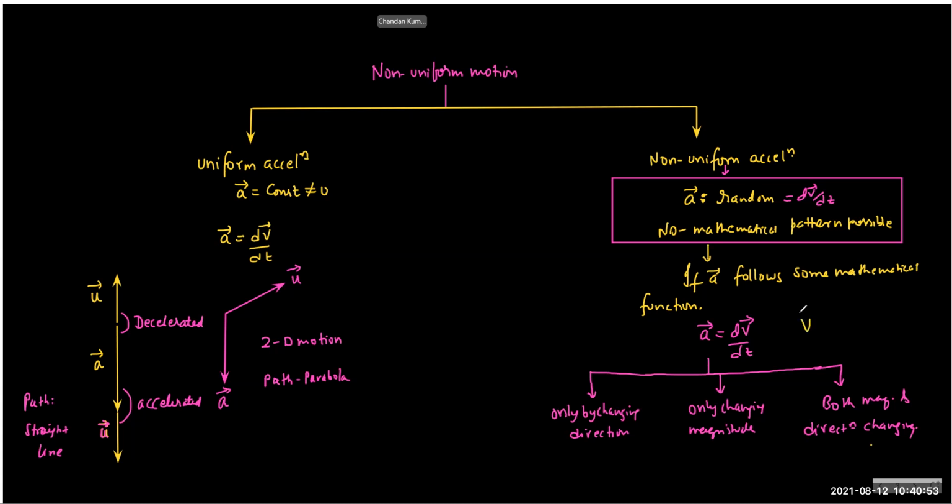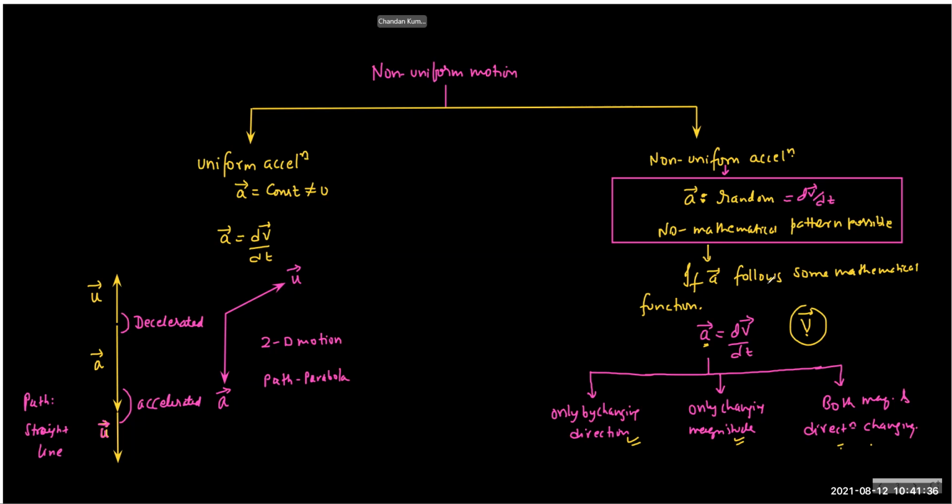See, the v vector can be changed in three ways. You change direction, it will change. You change magnitude, it will change. You change both, it will change. And if it changes, a will be there. So in how many ways can any vector be changed? That's the question. Any vector can be changed in three possible ways: you change magnitude, direction, or both. That's true for any vector, right? Yeah, sir.